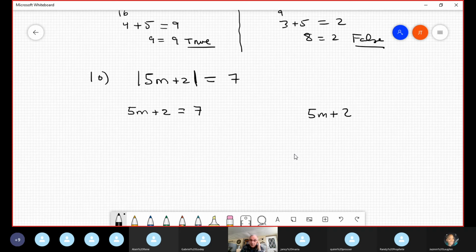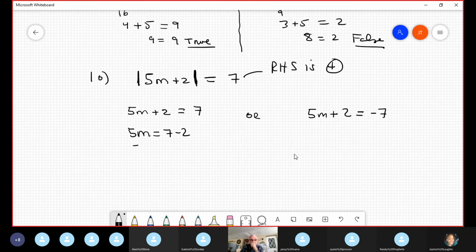So the only thing is, I remove this bar, look. No bars anymore, but the other one is equal to negative 7. In this case, I change the sign of the right-hand side. And you have 2 equations. You solve them separately. Bam, bam. And the solution is 2 solutions. When your right-hand side is a positive number, you have 2 solutions.